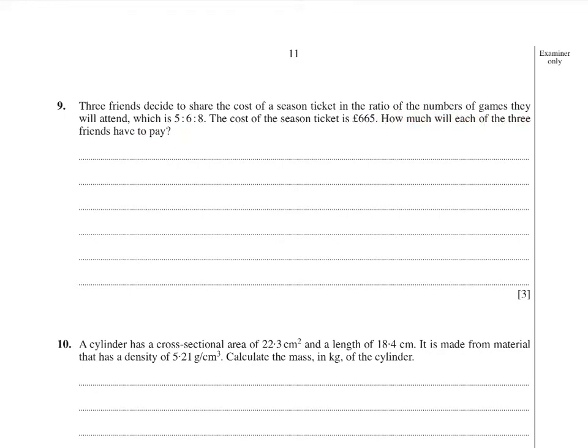Okay, your step 1 will always be the same. It will always be that you add the numbers together in the ratio. So you do 5, add 6, add 8. Okay, so that is going to give you 19. Your step 2 will always be the same again. It will be the sum of money or the number in the question.